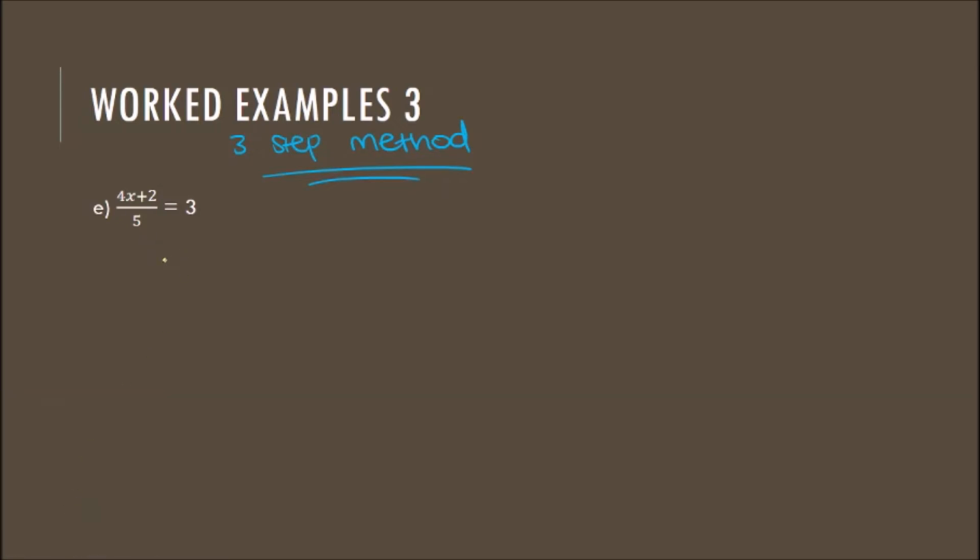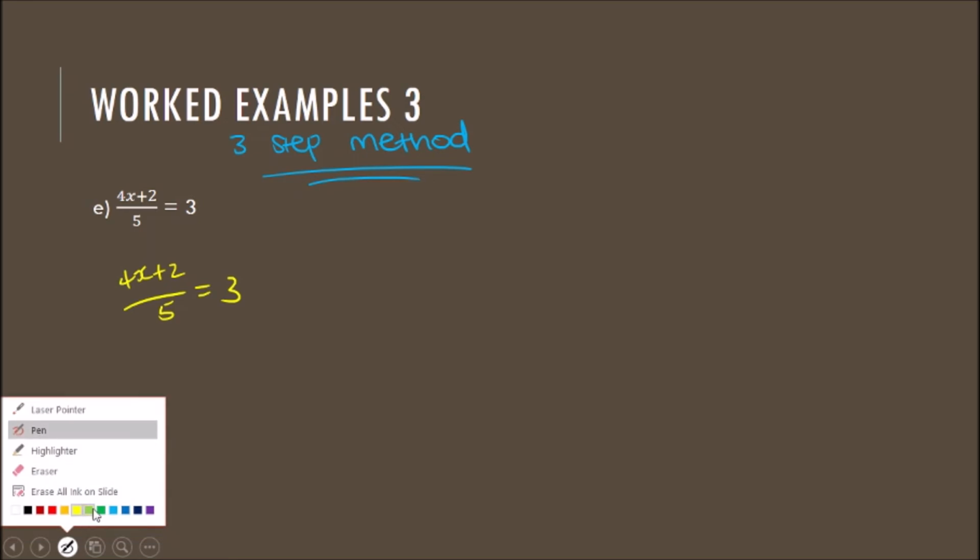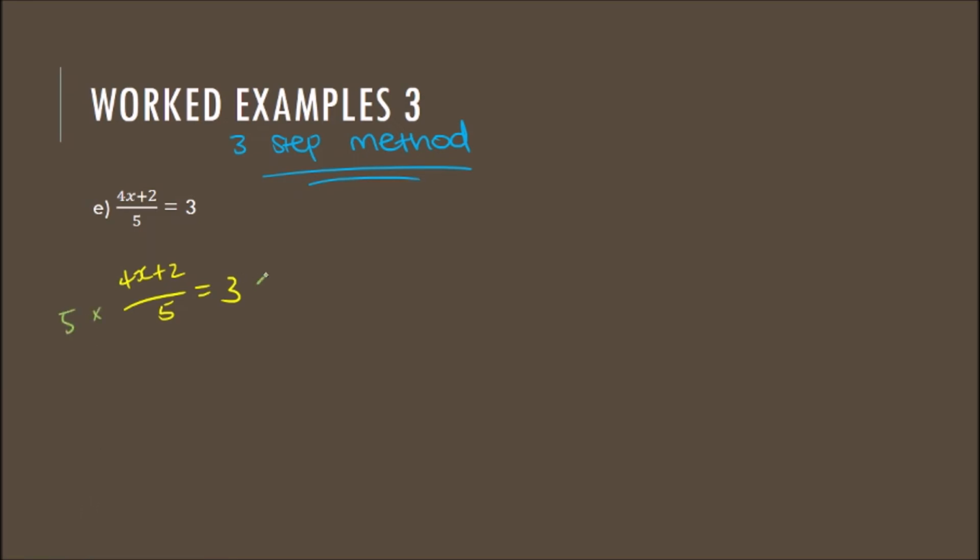So how do I get rid of the 5? Well, I just multiply both sides by 5. That's how I do it. When I multiply both sides by 5, I actually cancel these. So now it becomes 4x plus 2 equals 3 times 5, which is 15. And now you can see a 2-step equation.